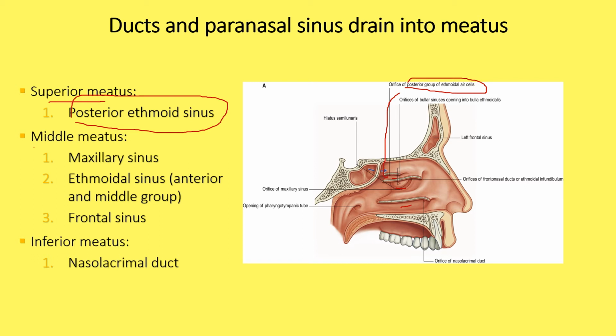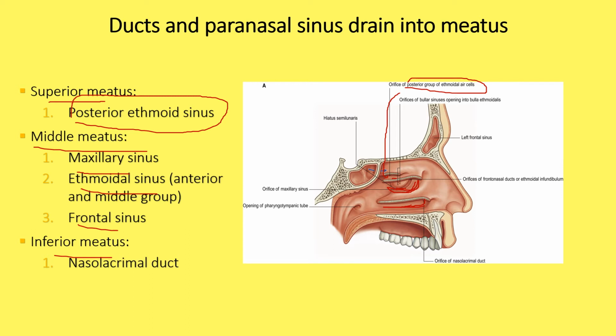The middle meatus is where the maxillary sinus, the ethmoidal sinus, the anterior and middle group, and the frontal sinus drain into. This is your middle meatus. And for the inferior meatus, this is your inferior meatus. The nasolacrimal duct drains into it. The nasolacrimal duct is the duct responsible for the tears.